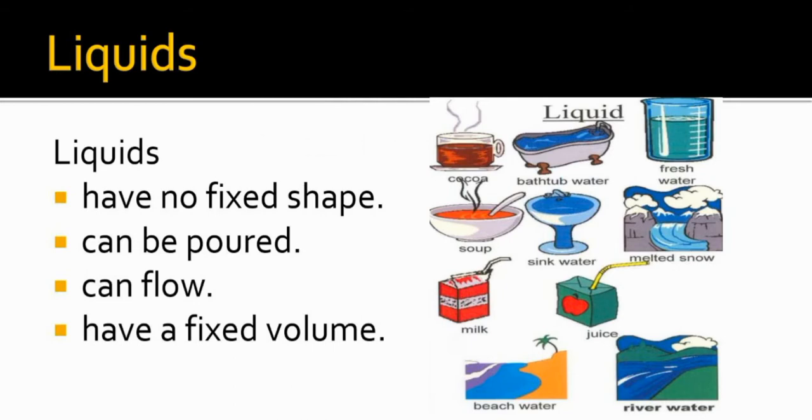So, liquids can be poured, kept in the vessels. Liquids, whenever kept in any vessel, take the shape of that vessel. Suppose if we put some water in a bowl, it takes the shape of a bowl, or if we put water in a tumbler, it takes the shape of a tumbler. So liquids have no fixed shape. They take the shape of the vessel in which they are kept.